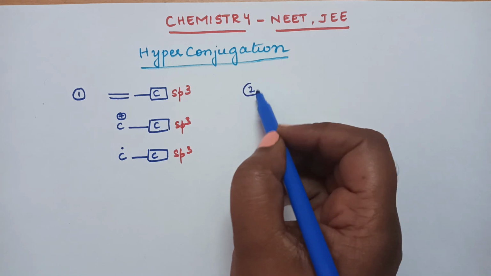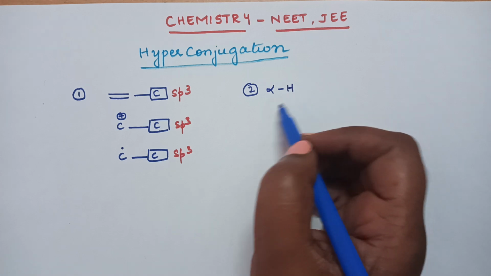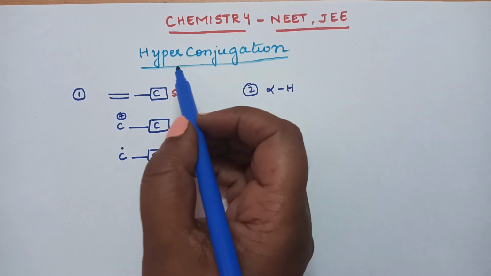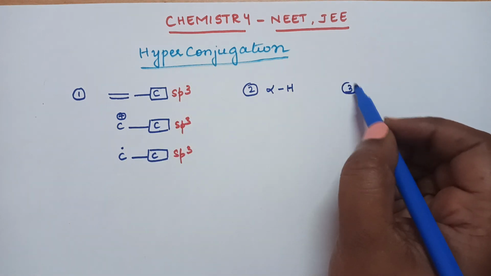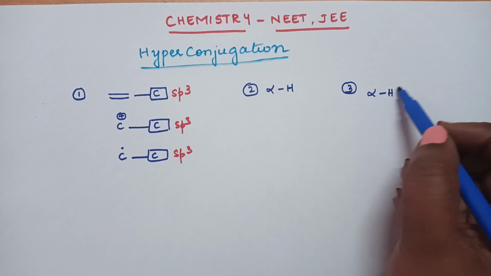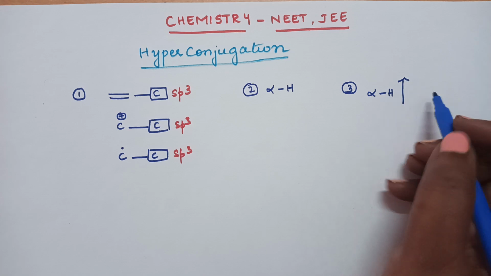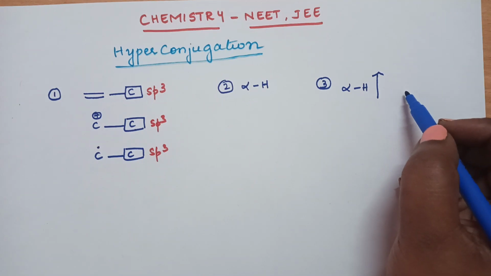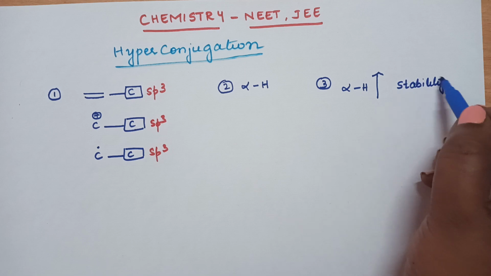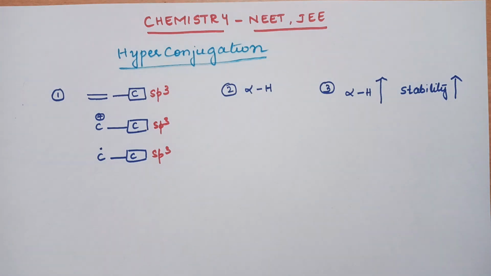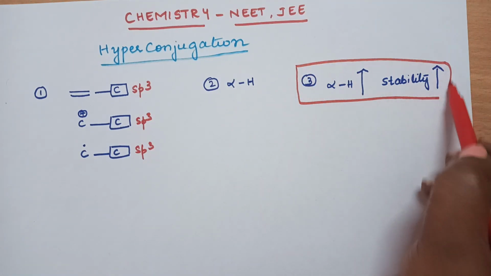Second condition is it should be having alpha hydrogen atom. So alpha hydrogen atom should be there. Only then it will show hyperconjugation. Third is more the number of alpha hydrogen atom. That is, when the number of alpha hydrogen atom is increasing, then stability also will increase. Stability will increase by hyperconjugation. So this is the point we have to remember here.